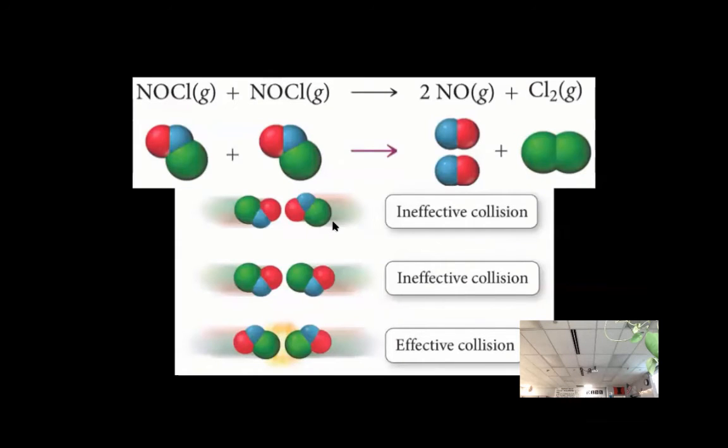Again, another example here. You can see those first two, when the oxygens hit each other or the oxygen and the chlorine hit each other, those are ineffective collisions. But when you have the nitrogen or the chlorines and the fluorines running into each other, then you have the effective.